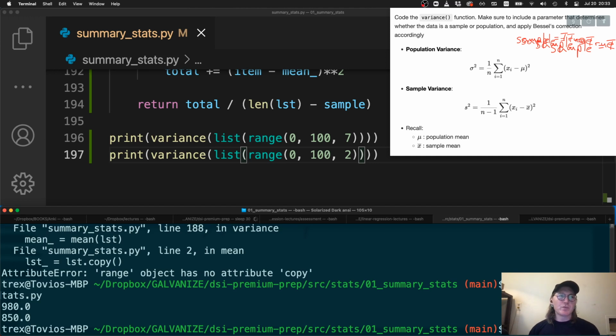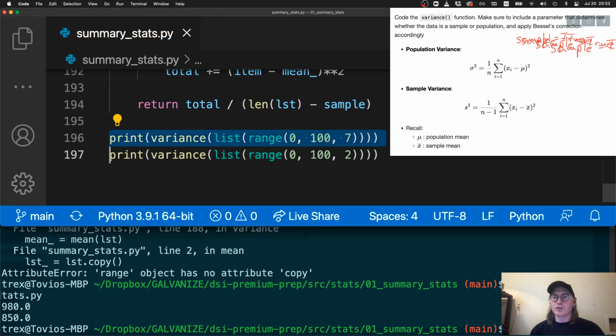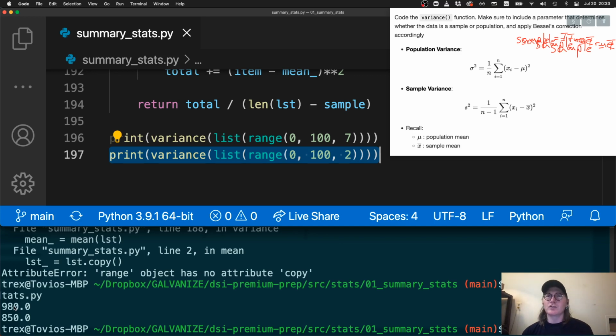So we have these two numbers. 980 for the variance from 0 to 100 by 7s, and 850 for the variance between 0 to 100 by 2s. What is this number, right? 980. How does that relate to all these values, all these numbers that are less than 100?